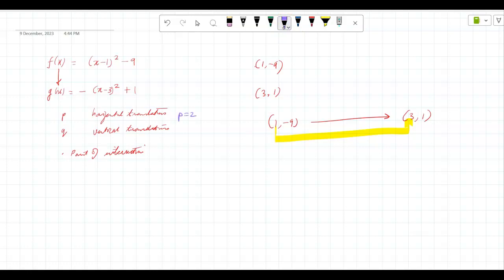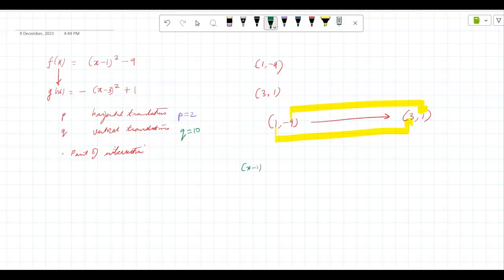Now look at this. What do you look at? You subtract minus 9 to 1. 10. So 10 up. So positive 10. So Q is equal to 10. That's why I said 5 marks, but you have to understand. Now what you have to do is find a point of intersection.